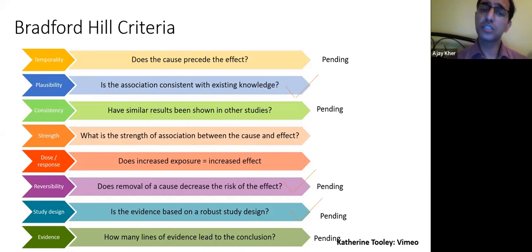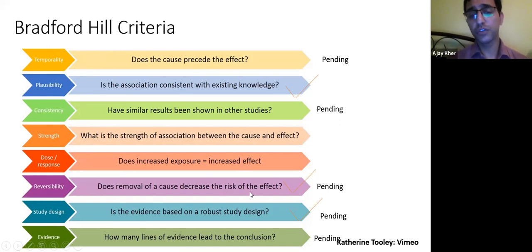Is the association consistent with existing knowledge? They showed some evidence at that time, and there's been more since then. Similar studies with similar results have been done by others later on. Strength of association between cause and effect was done later: increased exposure, increased effect, which again was not in this study.